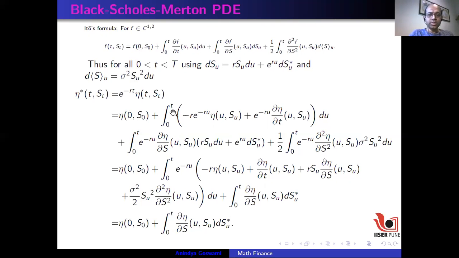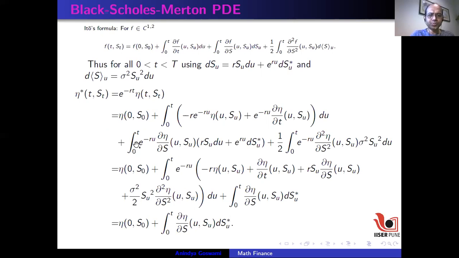So plus the integral from 0 to t, and first we need to take the partial derivative with respect to time. If you do that, I would get minus r first, times e to the minus ru, and this as it is. Next, I would keep this as it is, but I would take the partial derivative with respect to t for eta. So e to the minus ru del eta del t at u, S_u du. Okay, this is what we call the drift term, the du term.